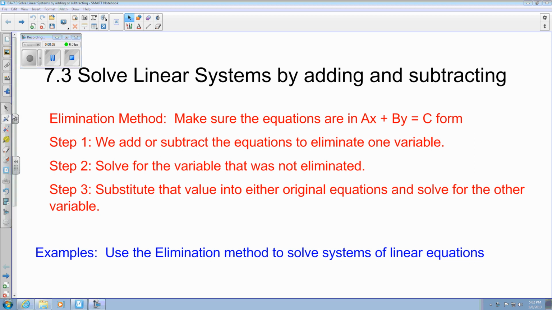All right, we are in 7.3, and we are continuing on solving systems of linear equations, but in this case, using adding and subtracting, and this is more popularly called the elimination method.